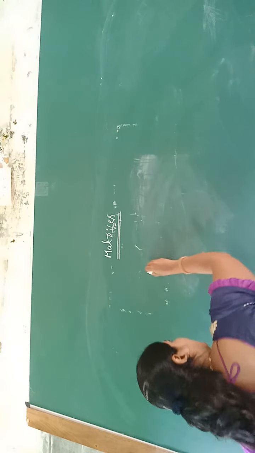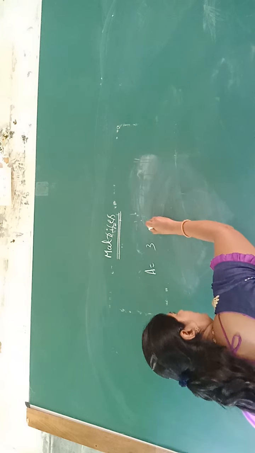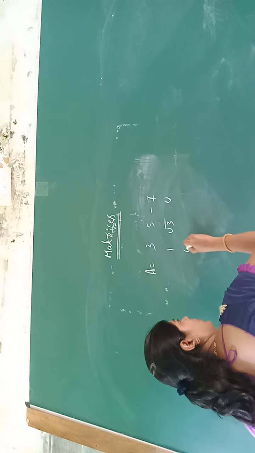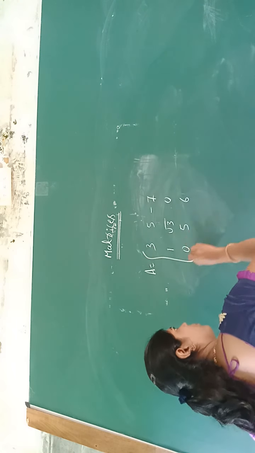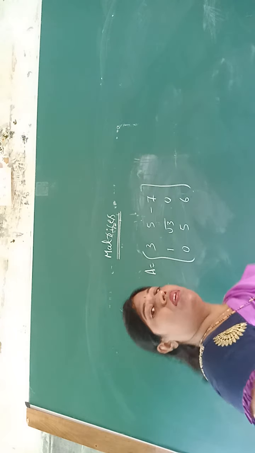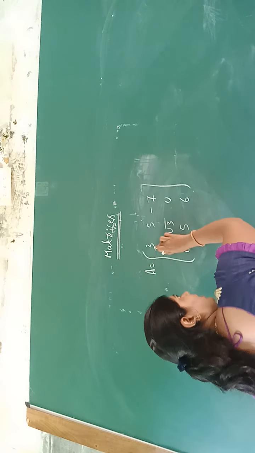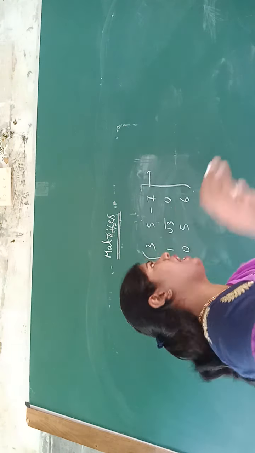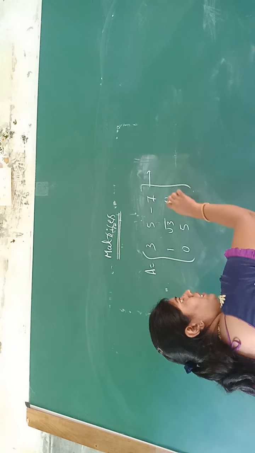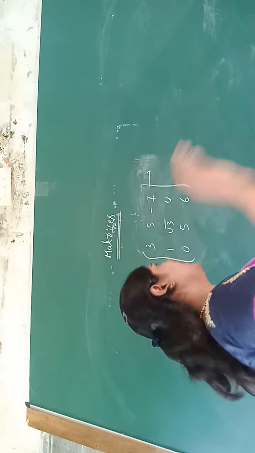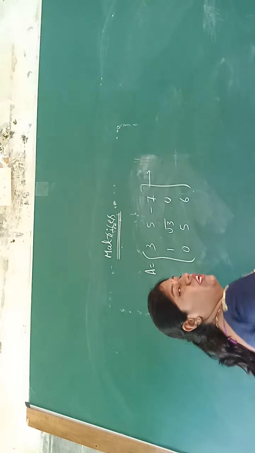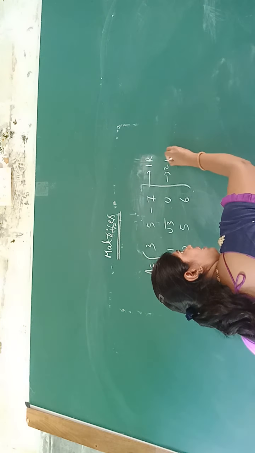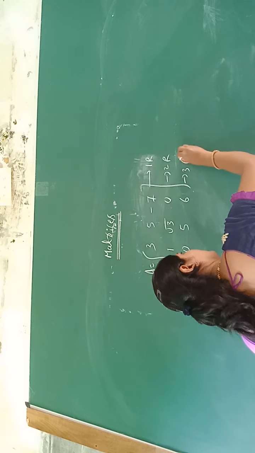For example, A is equal to 3, 5, minus 7, 1, root 3, 0, 0, 5, 6. This one is a matrix. Which are the horizontal lines here? 3, 5, minus 7 are elements forming a horizontal line. Here also 1, root 3, 0 is a horizontal line. 0, 5, 6 is also a horizontal line. Here there is the first horizontal line, the second horizontal line, and the third horizontal line.